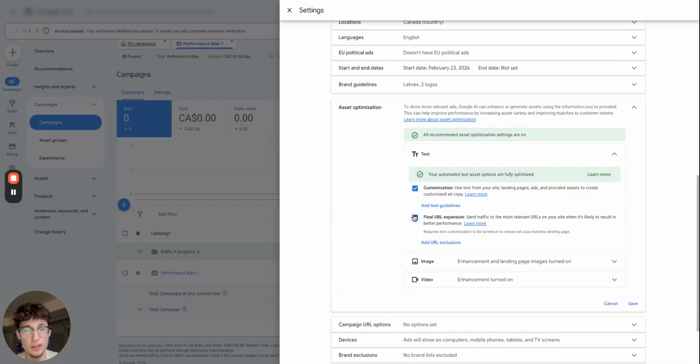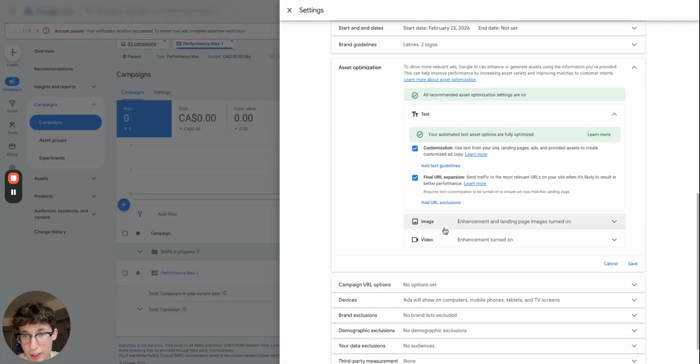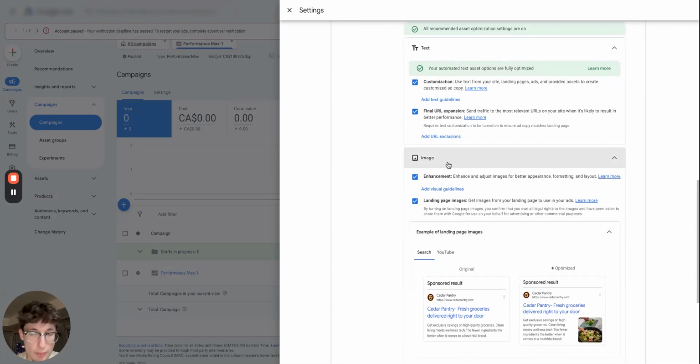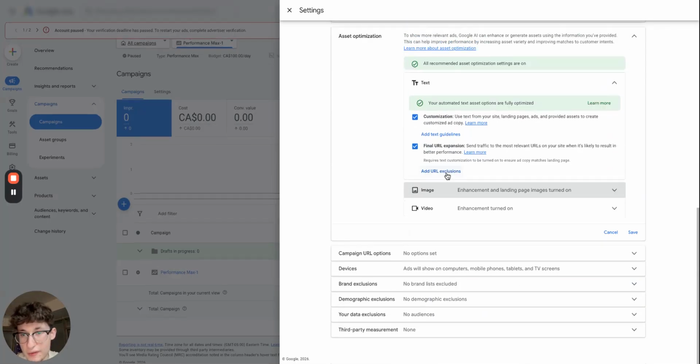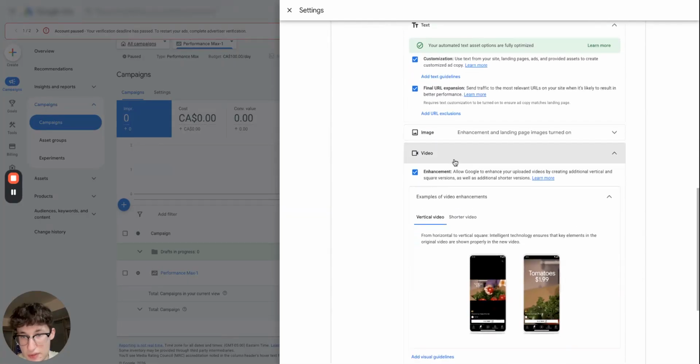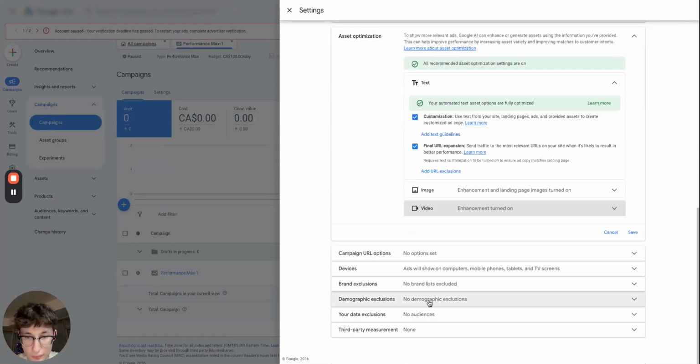If you don't do that and you by default just want to push products to a product page, I would turn this off for sure. And then also be careful with the image enhancements and landing page images. Might not pull the correct pictures that you want. And then video enhancements, the same thing, because it can resize your images, make them shorter. So be careful with that.